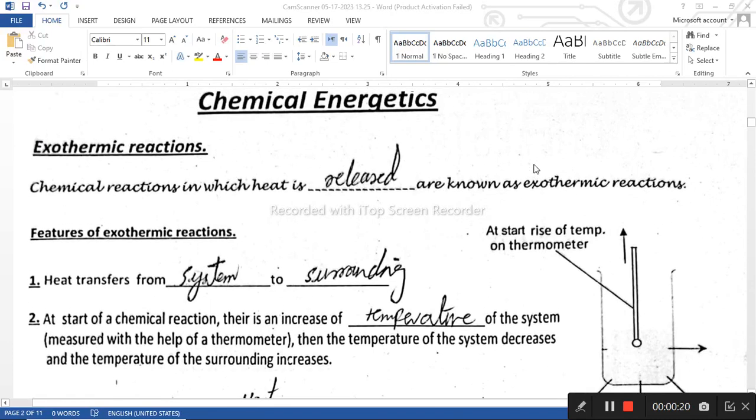So firstly we have to know what are the exothermic reactions and what are the endothermic reactions. Okay, भाई हमें सबसे पहले ये पता होना चाहिए कि एक्सोथर्मिक और एंडोथर्मिक हैं क्या, तभी हमारी बात आगे चलेगी इस चैप्टर के अंदर. ठीक है.